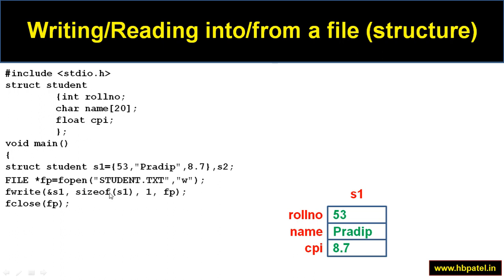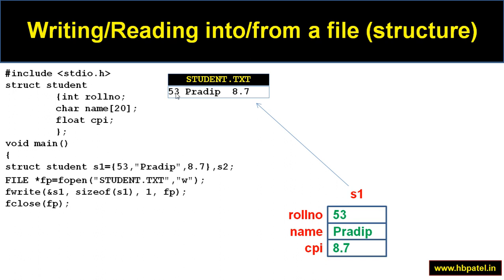Then how many bytes are you going to write? Size of S1. So size of S1 is 2 plus 20 plus 4: 2 for integer, 20 for characters and 4 for float. So 2 plus 20, 22, plus 4, 26. So this will be 26. And which structure do you want to write? S1, so we specify the address of S1. When I do this, this entire structure will be written into the file, fp, which means student.txt. Then we close the file.